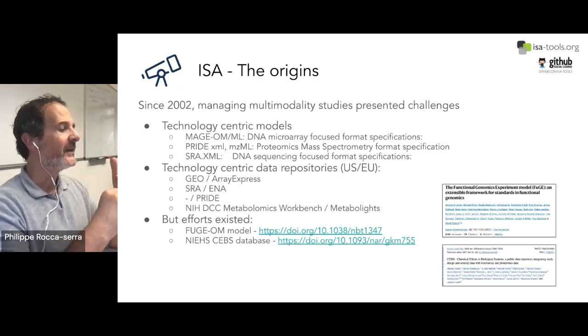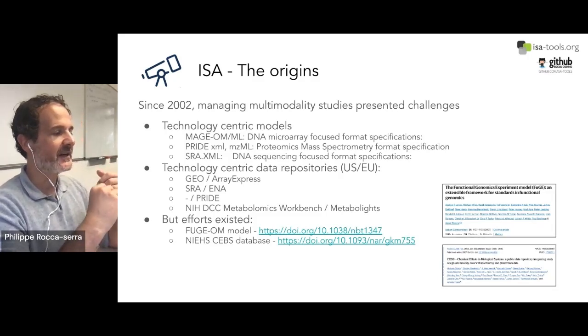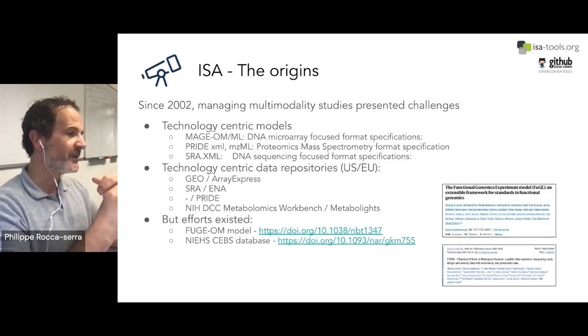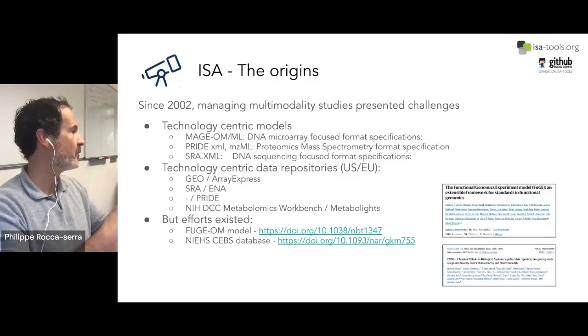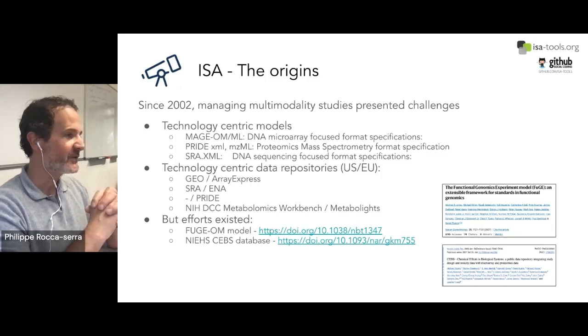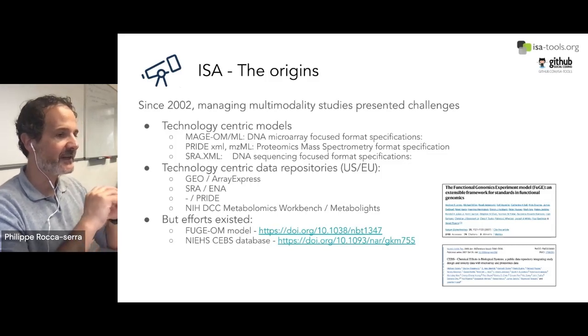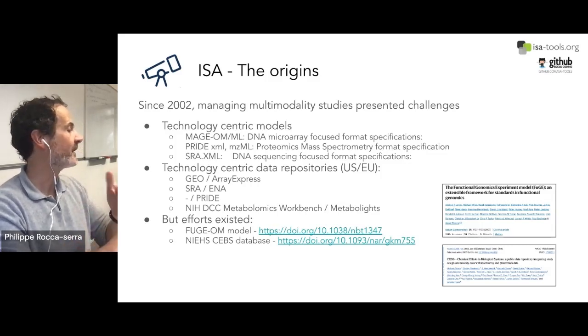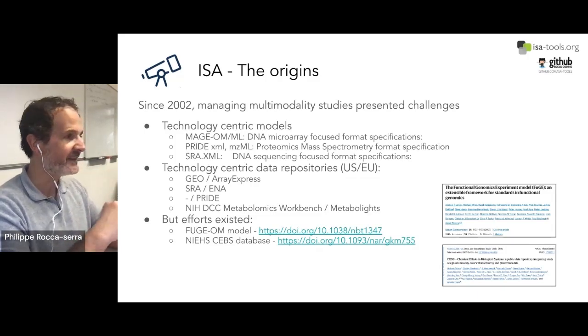But also, in a way, the situation was not that bad because there were existing efforts. I mean, this is interesting. I said we were working with a lot of groups that are actually working on multimodal studies. At that time, it was mostly toxicogenomics, and we had collaboration with NIEHS in the US, the CEBS database, and they were looking, as you can see from the publication, at integrating data coming from transcriptomics and proteomics already. And of course, there was a development of a new model, which is called the functional genomics object model.